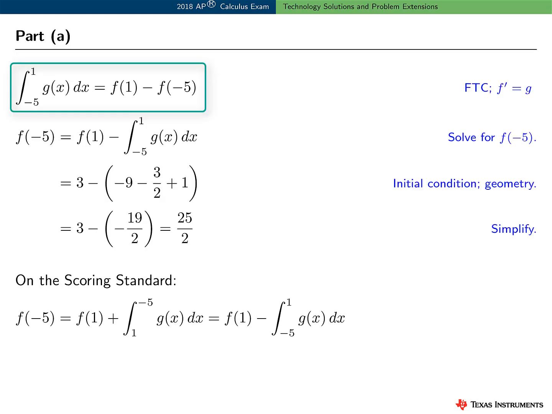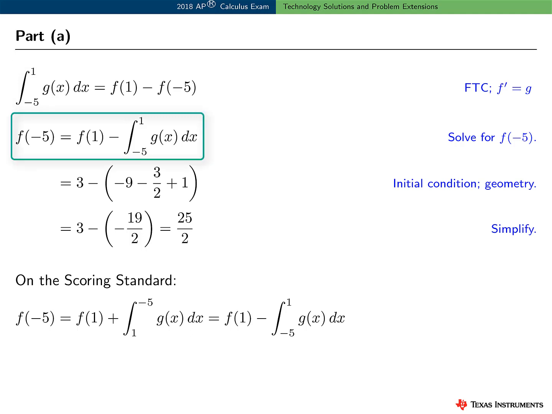One method to solve Part A involves the fundamental theorem of calculus. Since g is the derivative of f, we can write the integral from minus 5 to 1 of g of x dx is equal to f of 1 minus f of minus 5. Now, solve for f of minus 5. F of 1 is given in the problem.